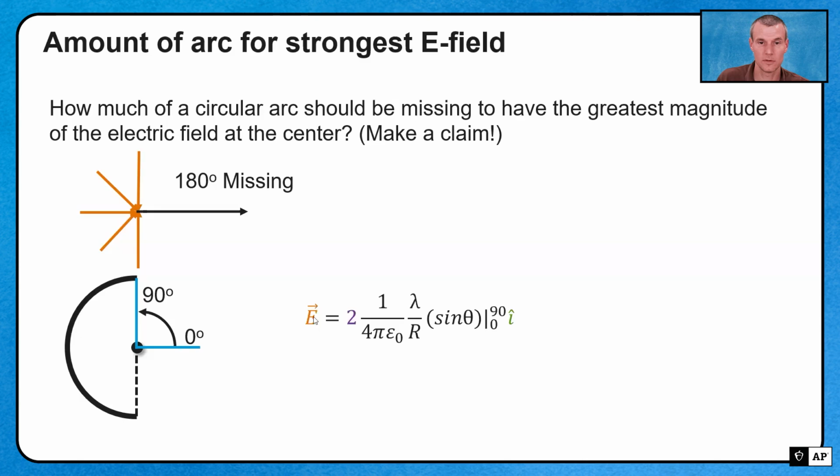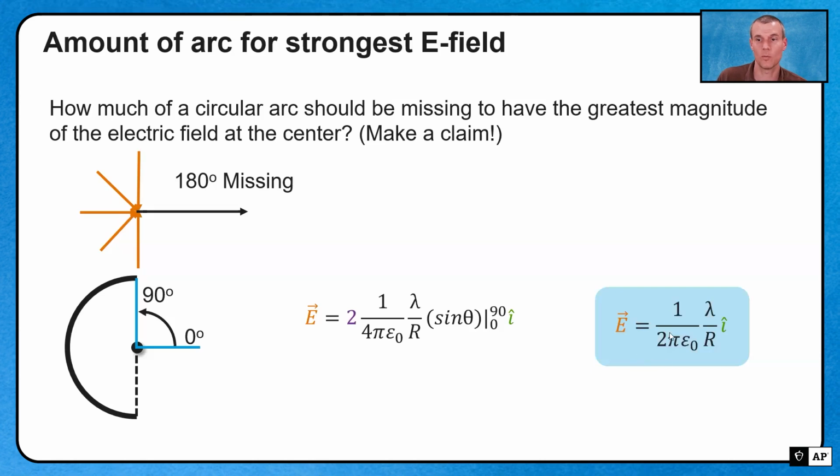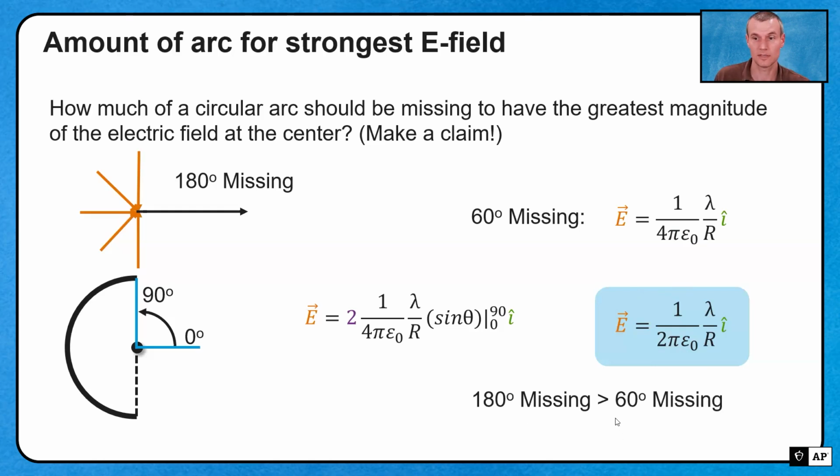So setting up our integral, we have the same integral as before, 2 times 1 over 4 pi epsilon naught lambda over r sine of theta, but now we're going from 0 to 90 degrees when we do our integral instead of 0 to 30 like we did last time. And if we do that integral, we're going to get 1 over 2 pi epsilon naught lambda over r I hat. Well, as a comparison, 60 degrees missing was this much. 180 degrees missing was this much. So sure enough, 180 is greater than 60. In fact, it's 2 times greater for that kind of angle that is missing from our arc.